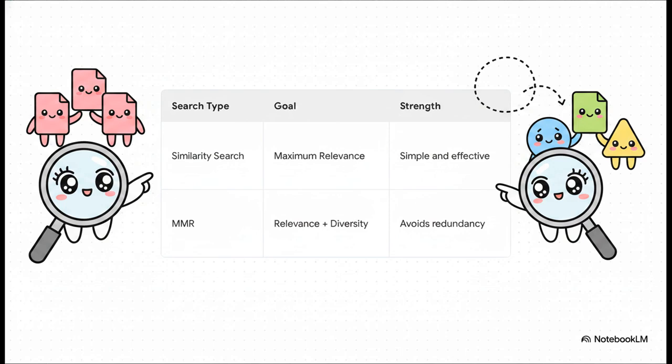Regular similarity search just blindly grabs the most similar stuff. MMR is smarter. It picks the most relevant document first, sure, but then, for the second pick, it looks for something that's also relevant but different from the first one. It's designed to prioritize both relevance and diversity, which gives the AI a much broader context to work with.